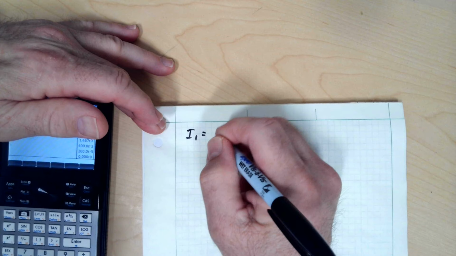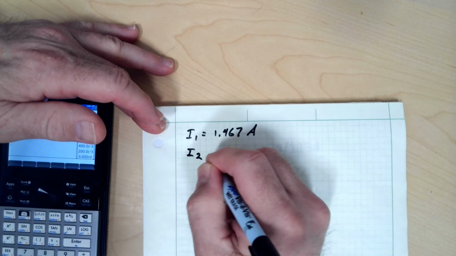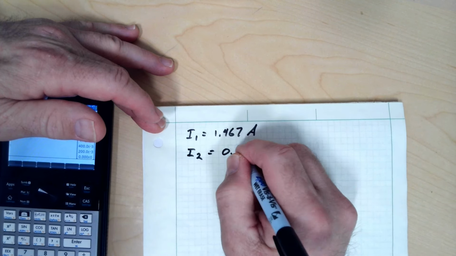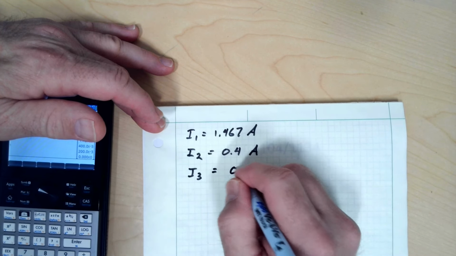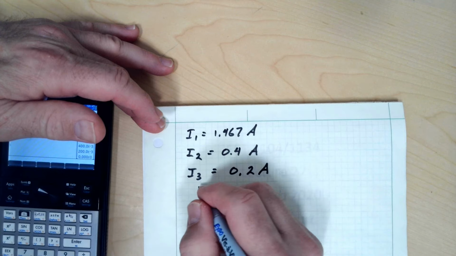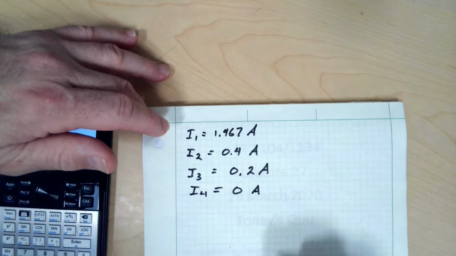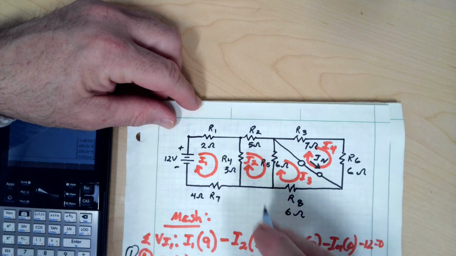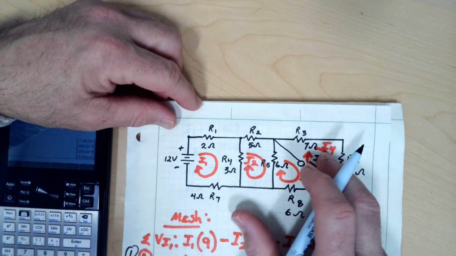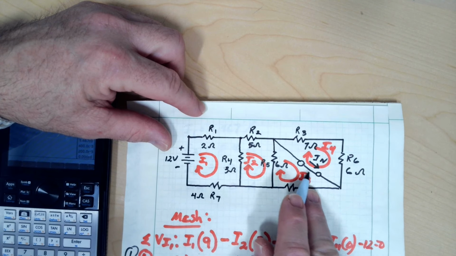I1 equals 1.467 amps. I2 equals 0.4 amps. I3 equals 0.2 amps, and I4 equals 0 amps. And let's see if that makes any sense. So we go back here and look at our circuit. We got a value for I1 and I2 and I3, and I4 came out to 0. Does that make sense? And it does, because we have a short circuit right here.